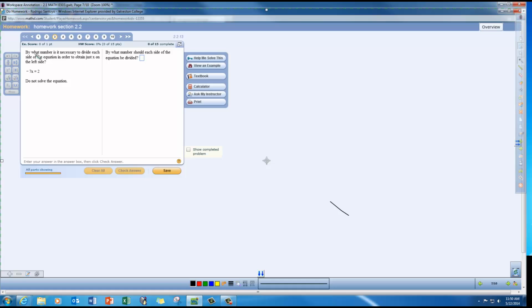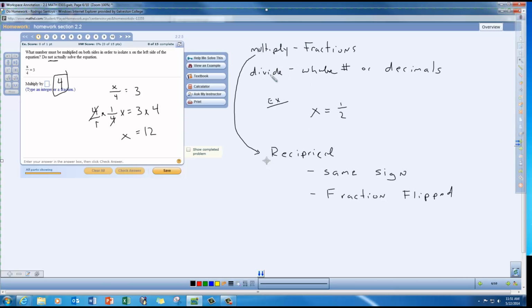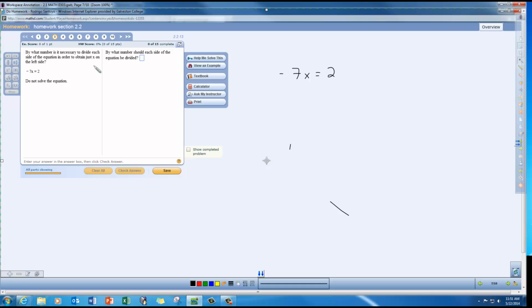Next question here, once again, by what number is it necessary to divide each side to obtain just x on the left-hand side? So we have negative 7x equals 2. Well, the coefficient of our variable is a whole number. It's a negative whole number. So let's go back. What do we do when it's a whole number? We just divide. And your clue here should tell you what number we are just dividing by.